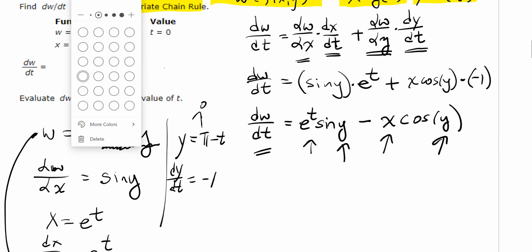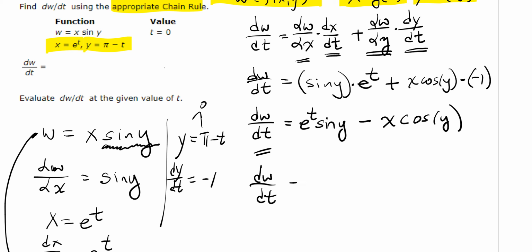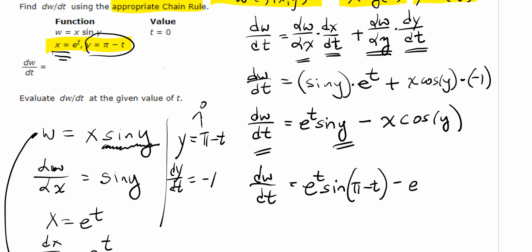So we have formulas for x and y. They depend on t. So x is equal to e to the t and y is equal to pi minus t. We now plug in. And we get dw dt equals e to the t times the sine. So y is equal to pi minus t. Sine of pi minus t. Minus x, which is e to the t, times the cosine of y again, which is pi minus t.